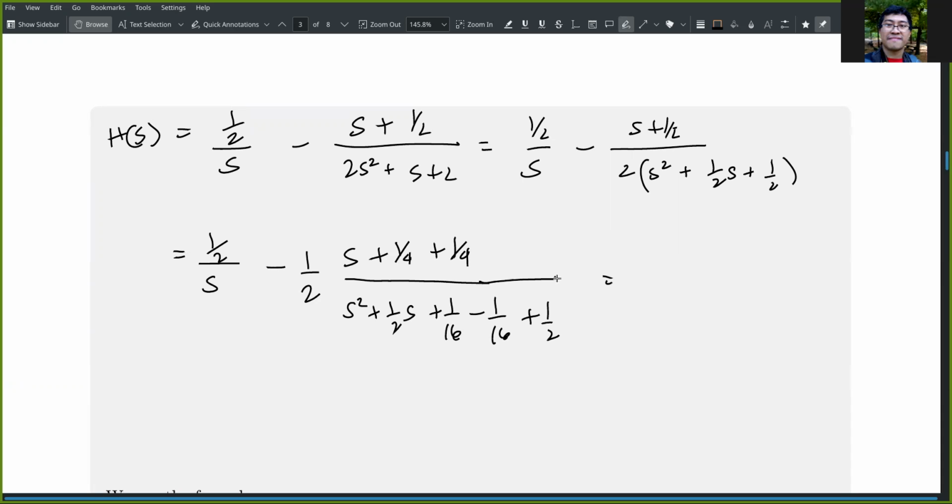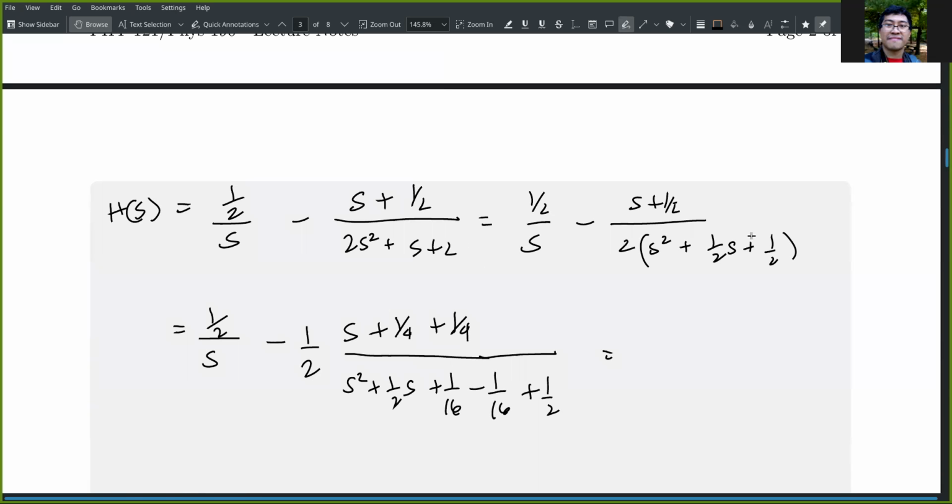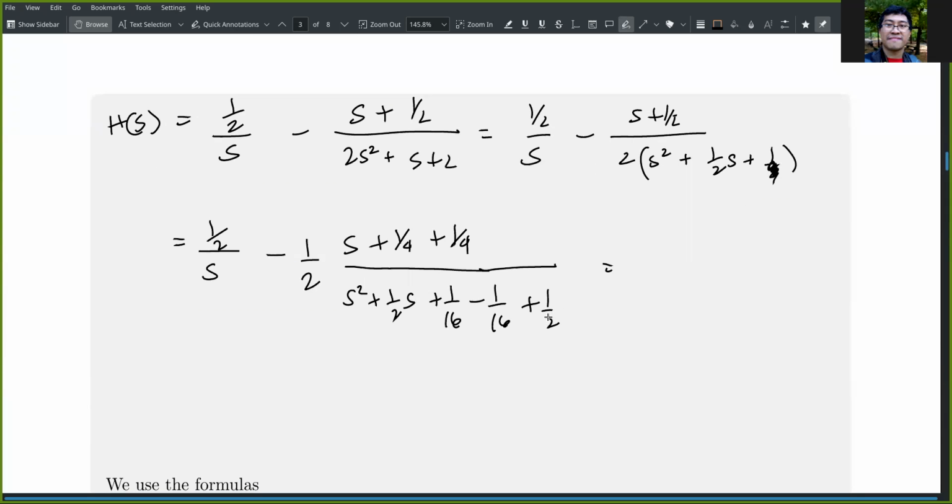But that should be able to give us something here. Oh, by the way, this 2 here should not be 1/2. That's just 1. This is also just 1.